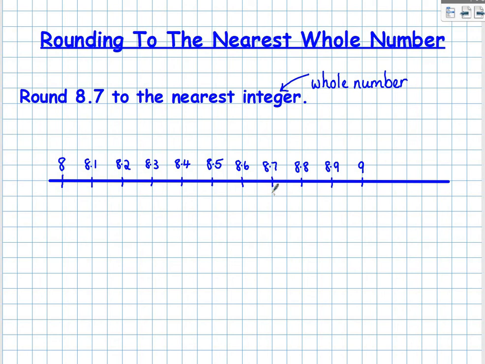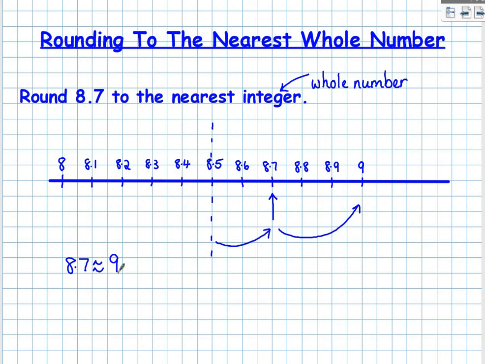The number we are considering is this one here, 8.7. We have to decide whether it's closer to 8 or is it closer to 9. Well, on the number line you can see that halfway in between 8 and 9 is this value here, 8.5. 8.7 is to the right of 8.5, so therefore it's closer to 9 than it is to 8. So we can write 8.7 is approximately equal to 9 when rounding to the nearest integer or whole number.